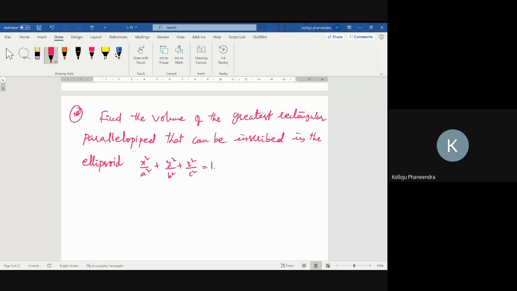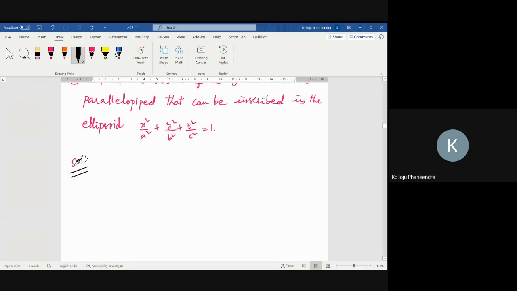That can be inscribed in the ellipsoid x square by a square plus y square by b square plus z square by c square equal to 1. This problem is similar to our previous problem, rectangular box. Rectangular parallelepiped means rectangular box. Previous problem, rectangular box inscribed in a sphere.